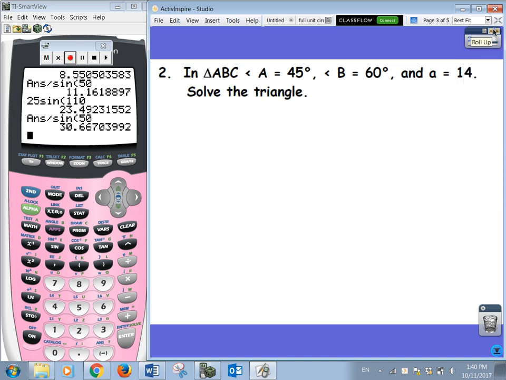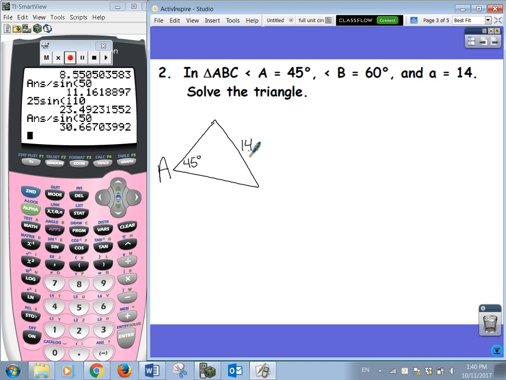Alright, so here we have a 45 and a 60-degree angle. Now this doesn't necessarily mean we can do the whole thing without a calculator, because yes, we know 45 and yes, we know 60, but we're not going to know the other angle without a calculator. So let's just go ahead and draw a triangle. So I'm just going to call this angle A, 45 degrees. And I know side A, so I'm going to go ahead and label that 14.